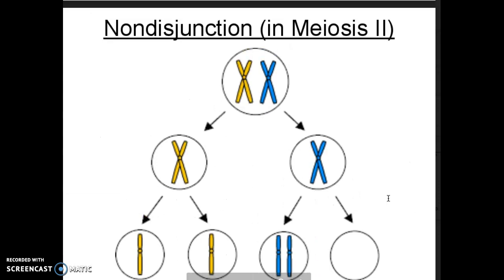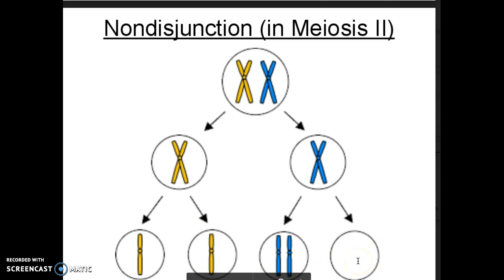So here's a picture that shows nondisjunction once again, more or less in meiosis 2. It just says that there's more opportunities. These 2 gametes are normal. They have 1 chromosome in them. That's what a gamete should have, 1 chromosome. Here, you're going to have one that has no chromosomes.